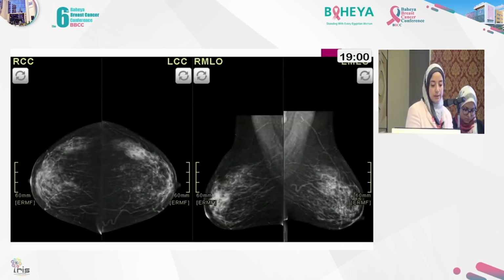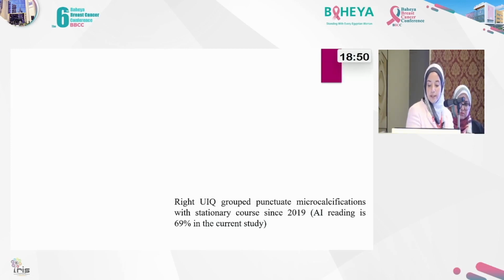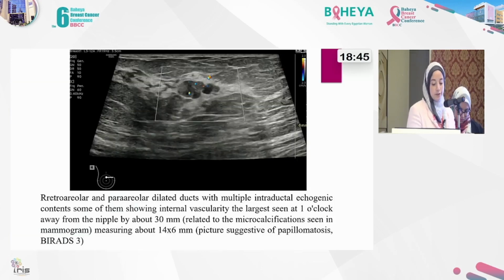She came again in 2023, with a stationary mammographic appearance, including that of the cluster of calcifications previously seen in 2019, with the artificial intelligence giving a reading of 69% in the last study. By ultrasound, there were retroareolar and paraareolar dilated ducts with multiple intraductal echogenic contents, some of them showing internal vascularity. The largest was seen at around 1 o'clock away from the nipple and measured about 14 times 6 millimeters. The picture was suggestive of papillomatosis, and the patient was given a BI-RADS 3 category.